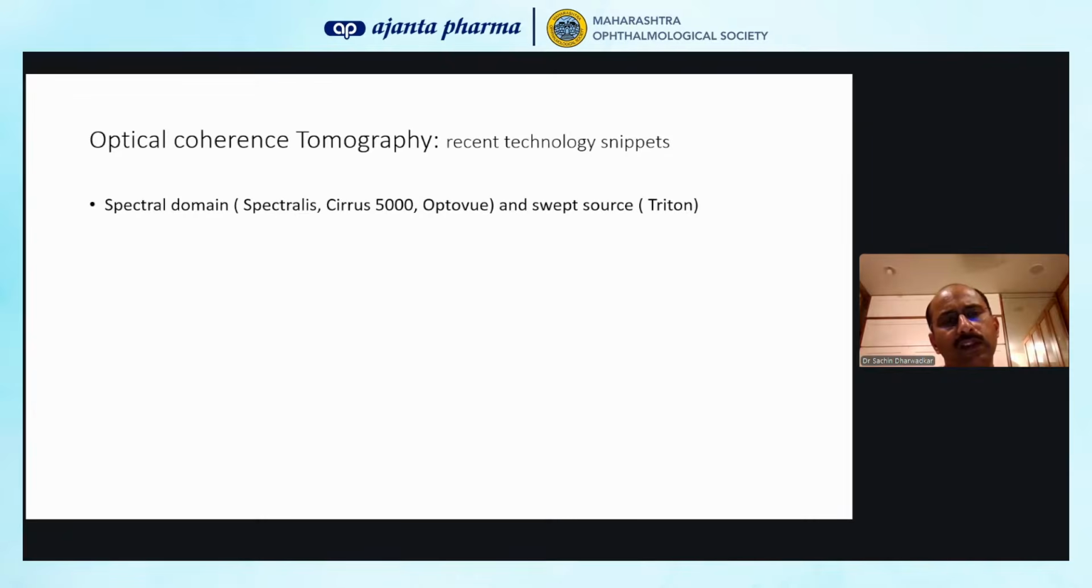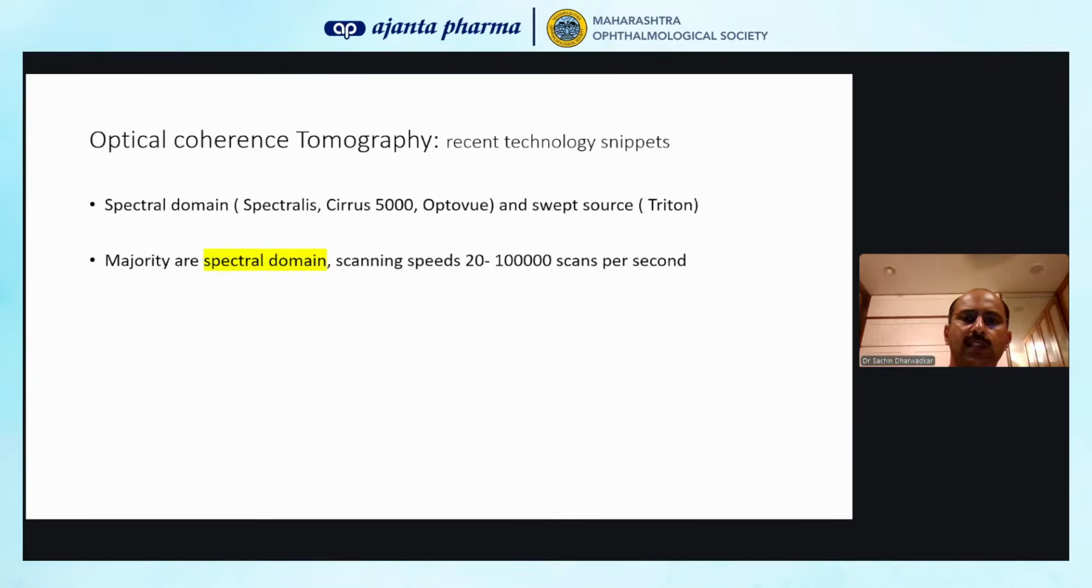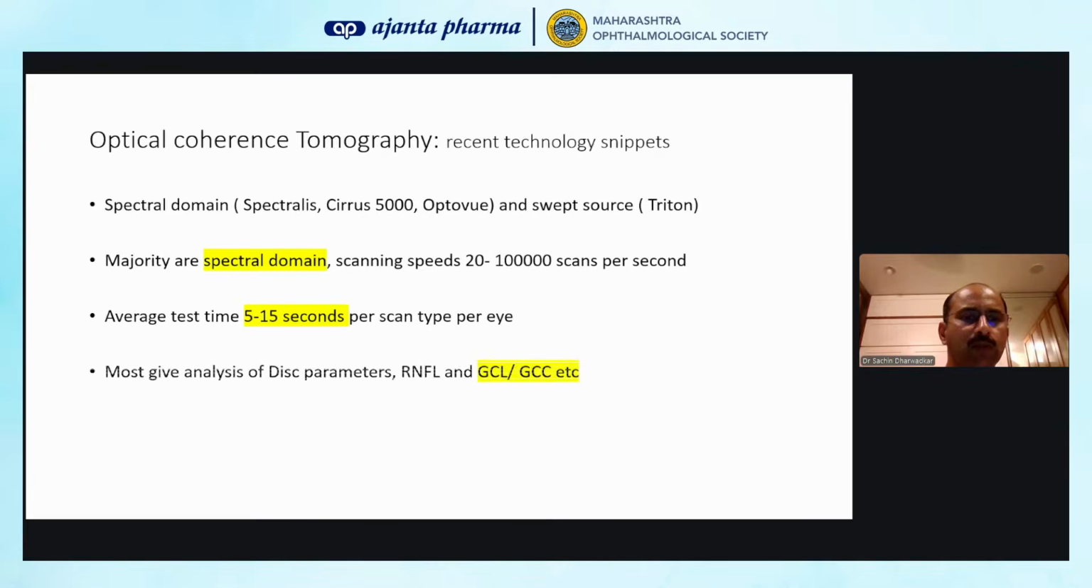So a few snippets of the recent technology. Most of the technology which we use now is spectral domain OCTs. For example, the Spectralis, Cirrus 5000, RTVue, etc., and the swept source, that is the Triton. The majority are spectral domain, and scanning speeds are between 20,000 to 1 lakh scans per second, which is extremely fast. This reduces the scanning time to an average of 5 to 15 seconds per type of scan per eye. Now, this is extremely fast, and it takes care of most blink artifacts that were the main bugbear of technologies like the time domain OCT.